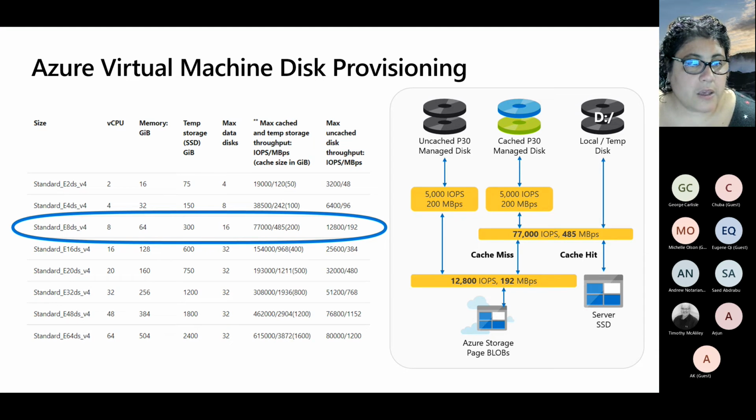So if you take this E8DSV4 and you look at the numbers in the chart here, this is how they would map out to that diagram of how the IO works. So you can see there's 12,800 IOPS and 192 megabytes per second of uncached throughput. So that's this VM level provisioning. That's how much the whole VM is capable of. And then you've got your cached and temp storage throughput. So that's the 77,000 IOPS and 485 megabytes per second.